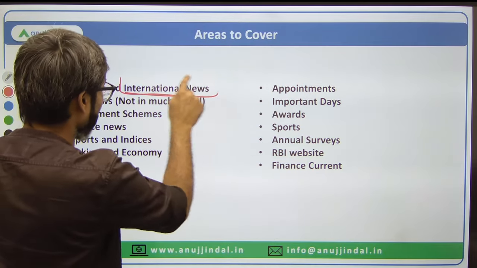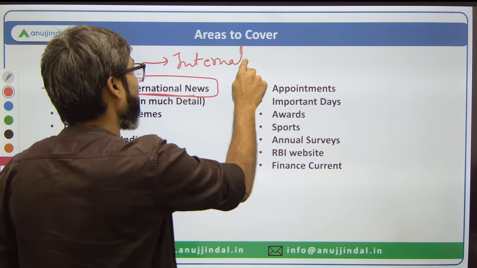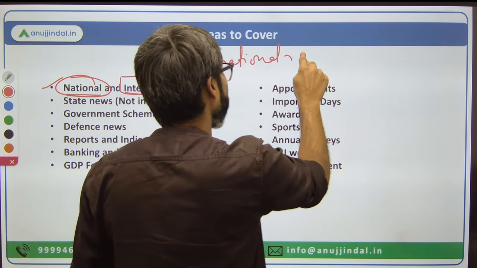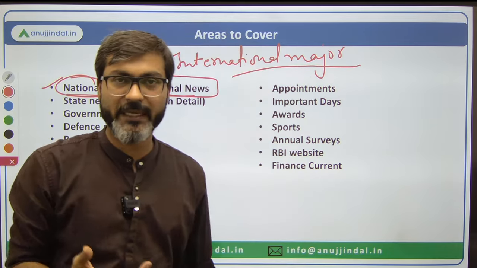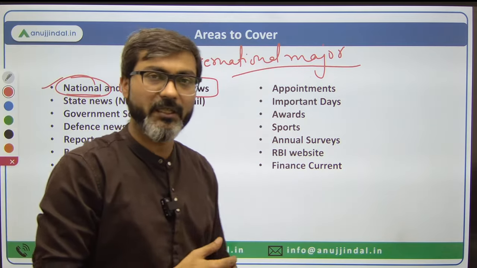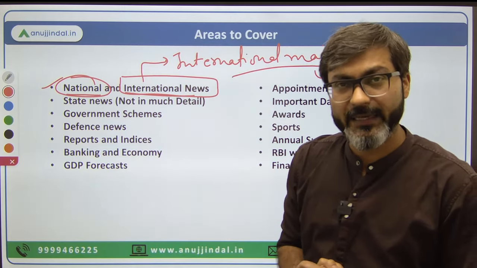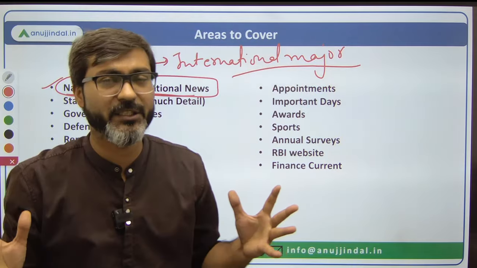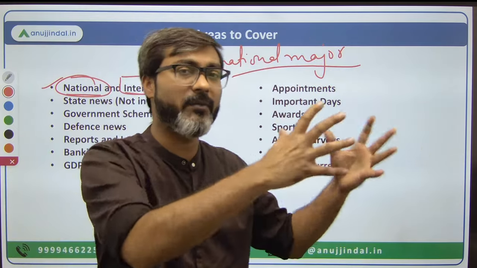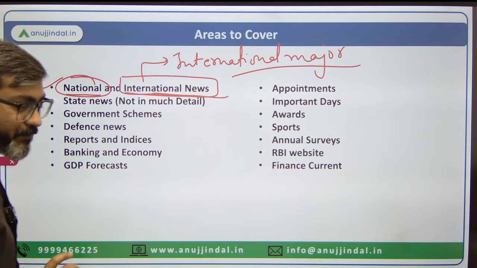Similarly, international news, all the international major events, जितने भी मेजर इवेंट्स होते हैं. For example, जो COP होती है, COP of UNFCCC, UNFCCC की मीटिंग हो गई, यूनाइटेड नेशन की कोई बड़ी मीटिंग हो गई, राइट? WHO की कोई बड़ी मीटिंग हो गई. तो जितने भी बड़ी ऑर्गेनाइजेशन हैं जिनके समिट होते हैं, जैसे वर्ल्ड इकोनॉमिक फोरम समिट होता है, राइट? All of these have to be covered.